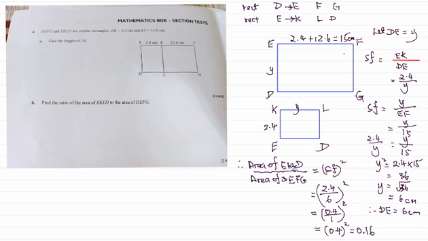Then if you want to compare area, it's the scale factor squared. The question asks for the small one over the big one, so EKLD over DEFG. The scale factor is the small one over the big one, 2.4 over the big one, which is Y, that is 6. So you square 0.4, and you get 0.16. So that's it.